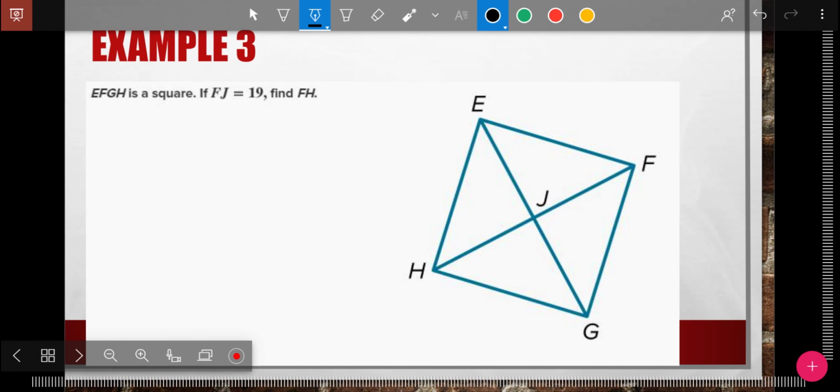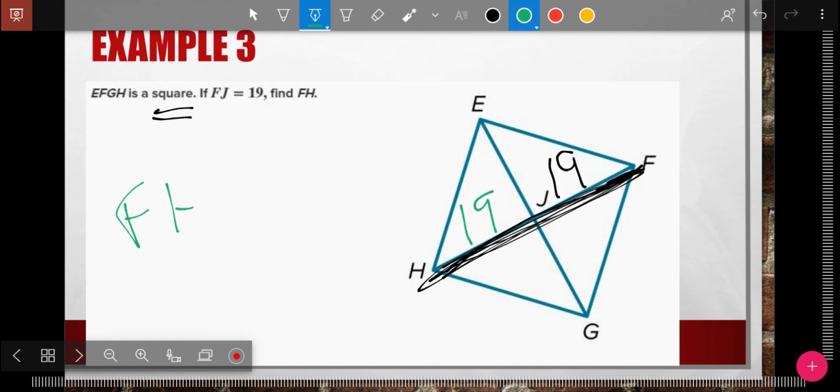Last one is a square. It's a square, so all of my rules apply. FJ is 19, so let's put 19 right there. Find FH. FH is the whole diagonal. Well, I know a square is a type of parallelogram, so if the right half is 19, then the left half is 19. And so FH, the whole thing, is 38.